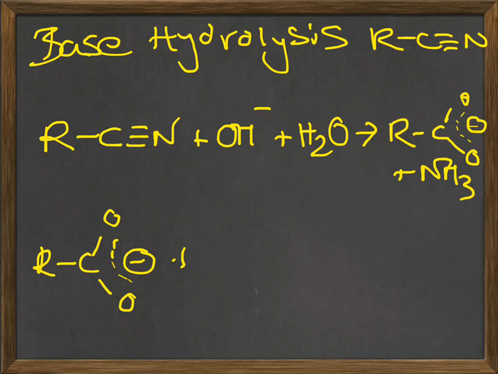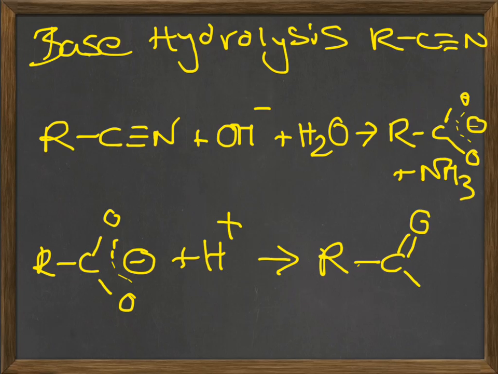We then, if we want to form the full carboxylic acid, we're going to have to add an acid to the product, a strong acid like sulfuric acid, and then we'll form our carboxylic acid. So the base hydrolysis is done in 2 steps. Step 1, you add the base and the water and form the carboxylic acid anion, or the carboxylate ion.